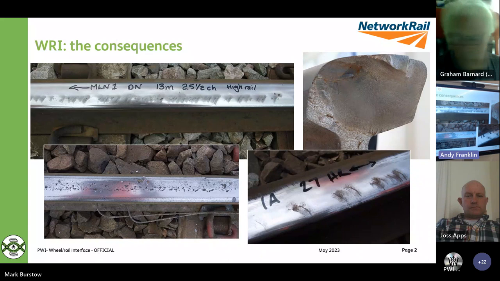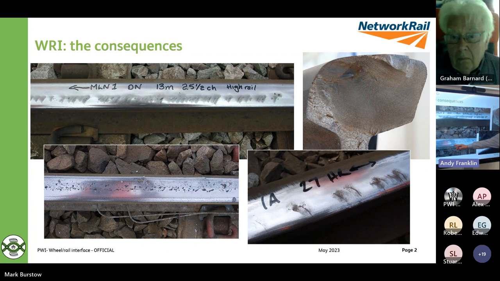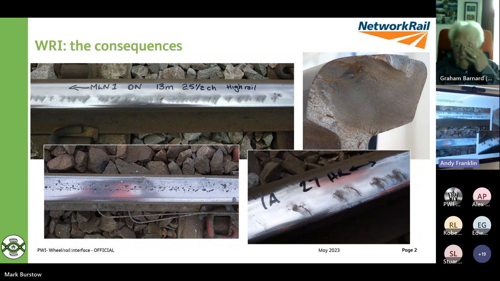So typically two pictures here, what we normally see on high rail RCF, but also often on the low rail tight radius curves, another form of RCF, which we get rolling contact fatigue. And then of course, what we don't want, the nice fracture face, so crack growth area, and then the fracture face you get when you break a rail.